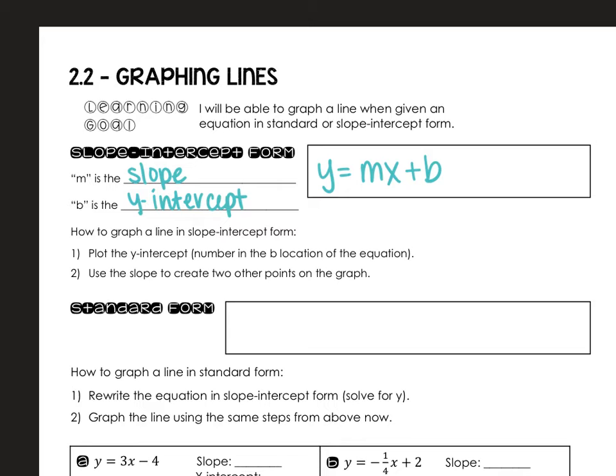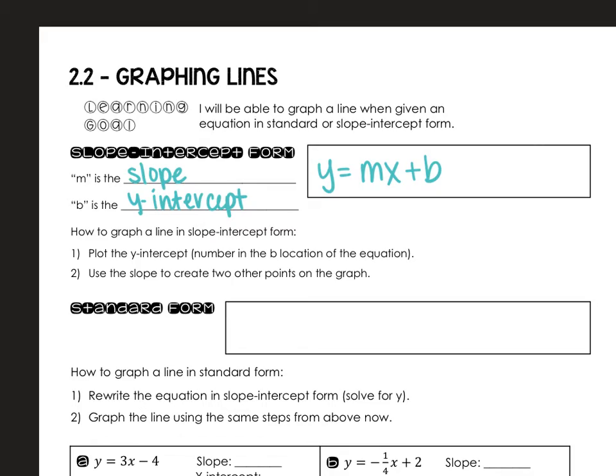And I put the instructions right here on how to graph those, so we'll come back to those. It's pretty straightforward if it's already in this form. So you just plot the y-intercept, or the number in the b location of the equation, and you use the slope to create two other points on the graph.